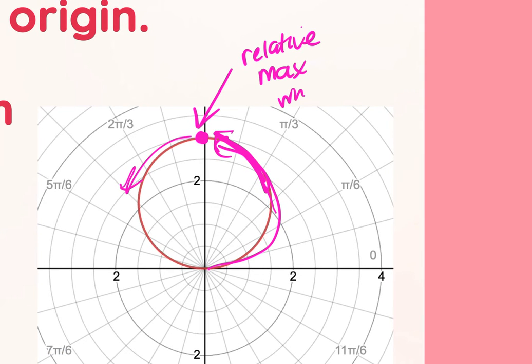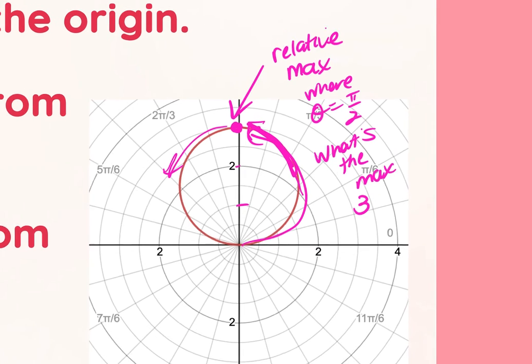So where does it happen? It's where theta equals pi over 2. What's the max? It's the R value, which in this case, if this is 1, 2, that's a 3. Okay? So it could ask both parts. Where is the max? And then what is the maximum value, or the relative max?